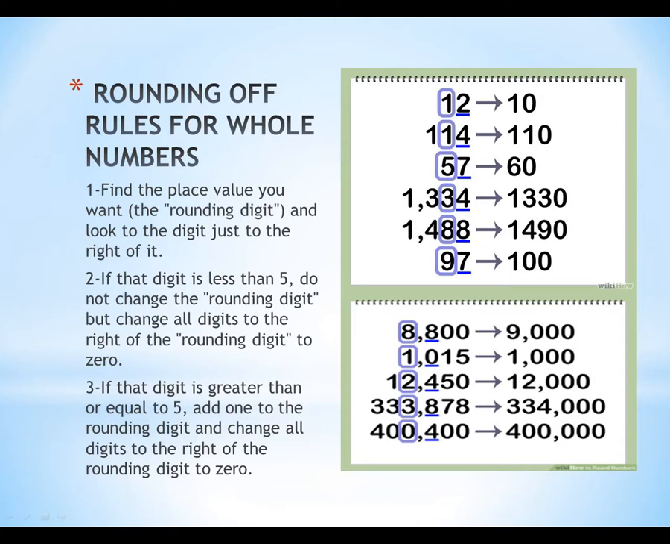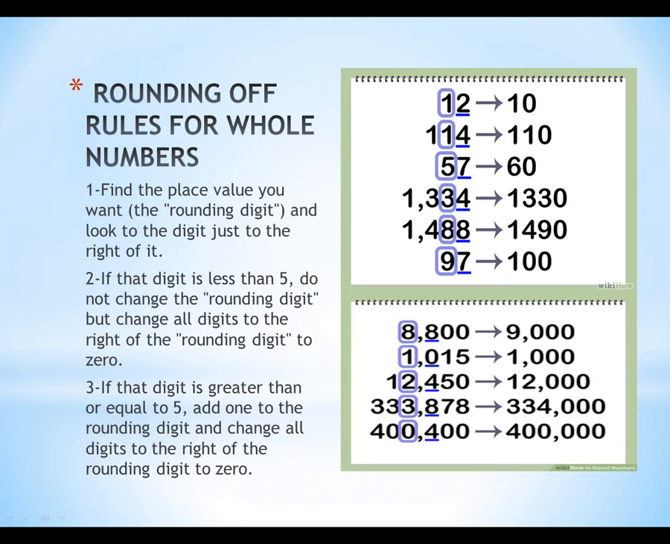So here is 57 and we have to round it off at the 10th place. Now the next number is 7, which is greater than 5, so the previous number will be increased, so 5 will become 6 and the next number will become 0, so its answer should be 60. And here is also a number, 1334, and we have to round it off at the 100th place.